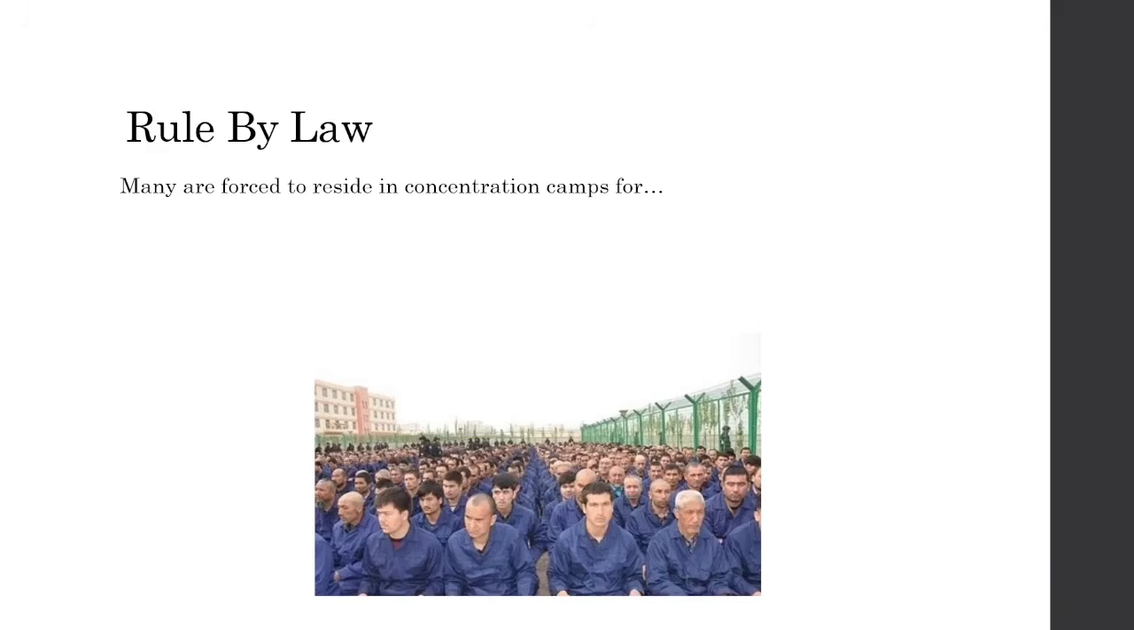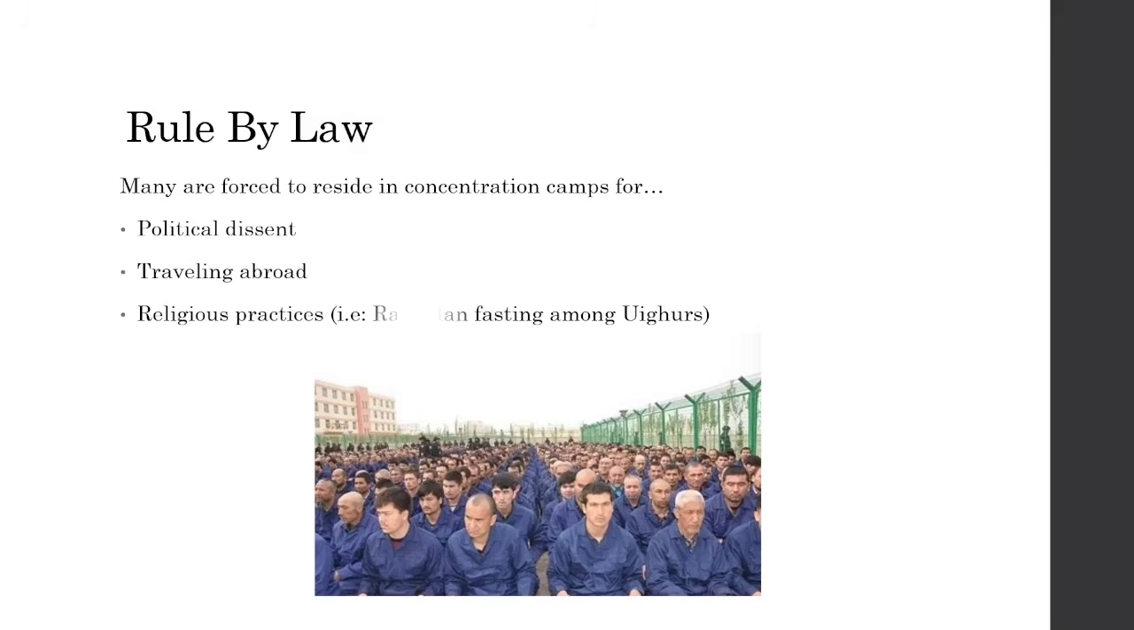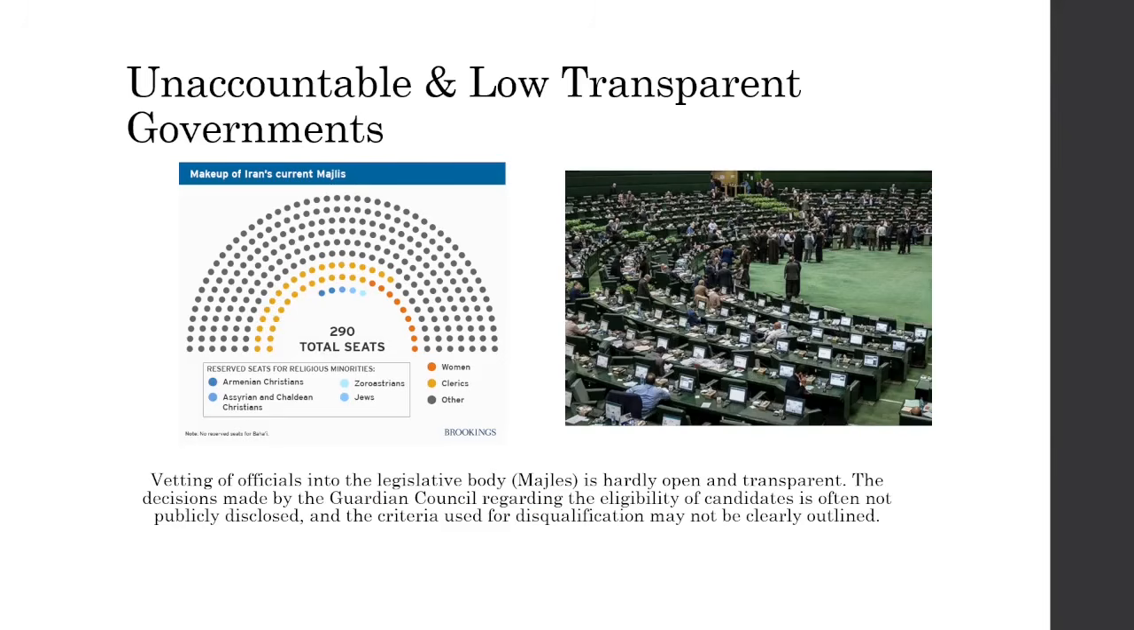Let's look at rule by law. So in China, many are forced to reside in concentration camps. So let's look at these reasons. Maybe they like committed murder or something. Political dissent. They disagree with communism. Or traveling abroad. No! God forbid someone travels to a different country. Religion. If you practice religion. So the Uyghurs practicing Ramadan, that will get them in a concentration camp. So that's not very good protection of civil liberties.